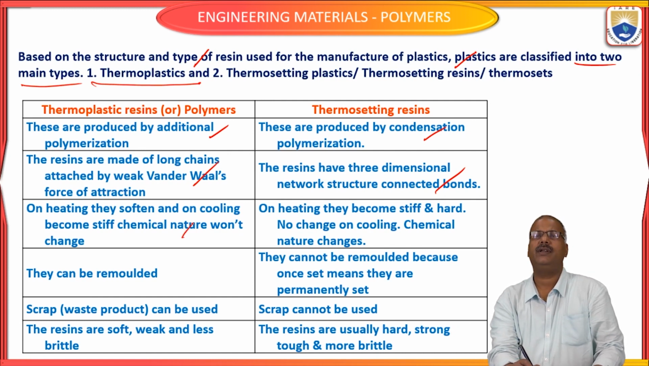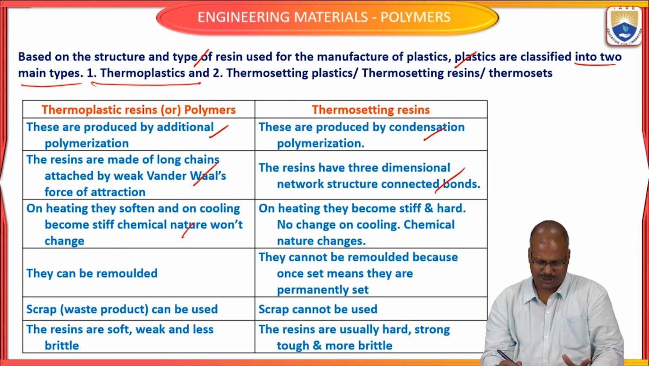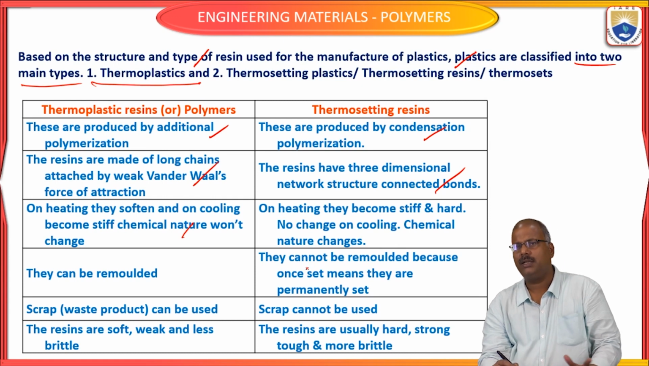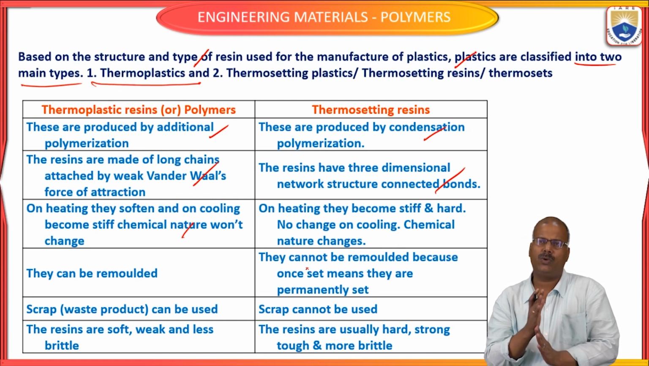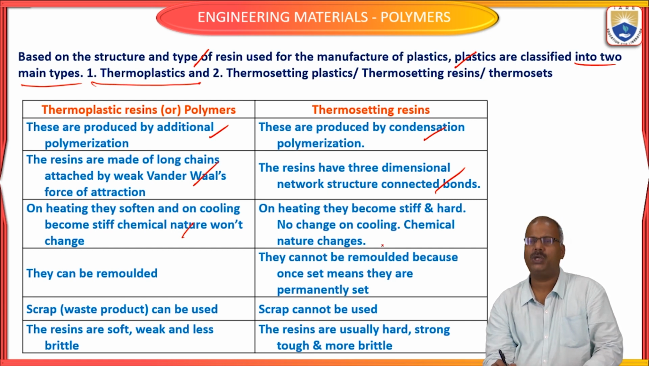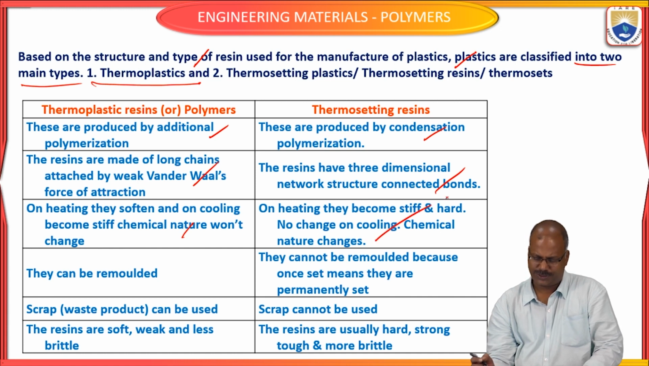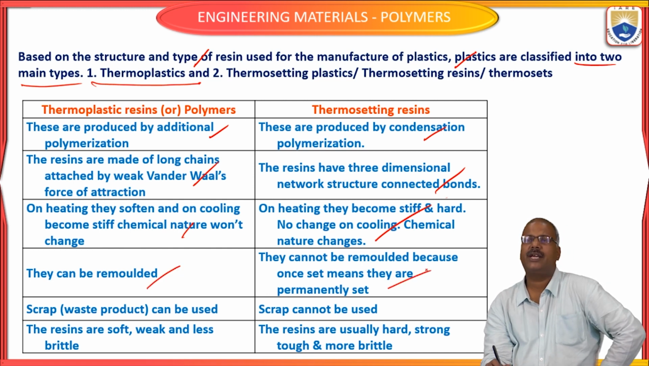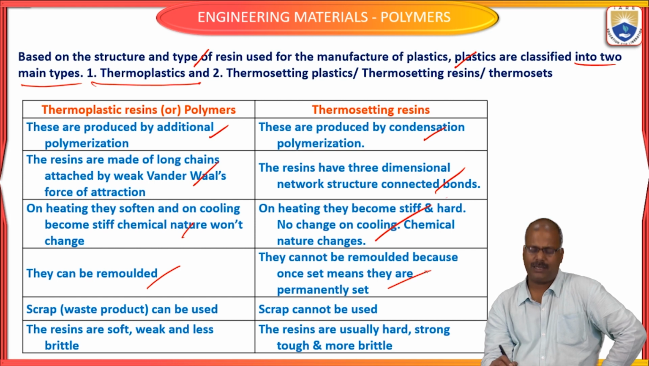In thermoplastics, on heating they soften, and on cooling they become stiff. Chemical nature won't change. It's only a physical change. So physical changes are reversible. So thermoplasts are reversible and they can be moldable. Reversible means they can be molded again and again. In thermosets, on heating they become stiff and hard, with no change on cooling. Chemical nature changes. Thermoplast can be remolded. Thermosets cannot be remolded because set means they are permanently set. That's why they are called thermoset.